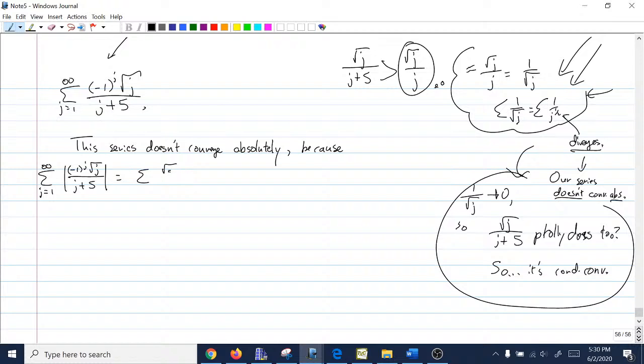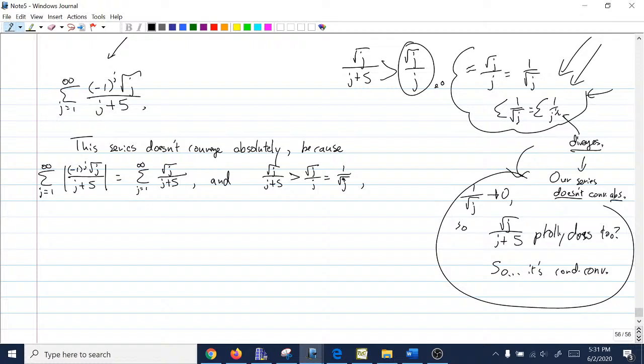Equals the sum of root j over j plus 5, and root j over j plus 5 is bigger than root j over j, which equals 1 over root j. Here it's tempting to close off my sentence and say, which is a divergent p-series. I can't do that. Why not? Because this thing's not a series. I'm talking about a sequence, I'm talking about the terms. This thing isn't a series at all, so I don't get to jump there right away.